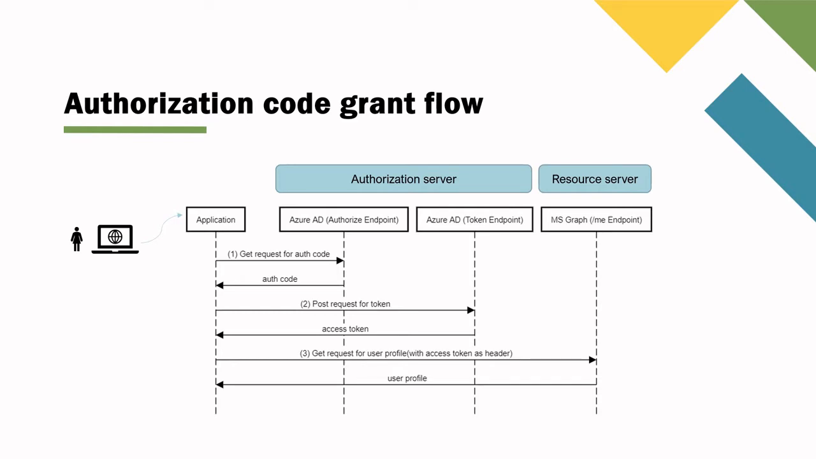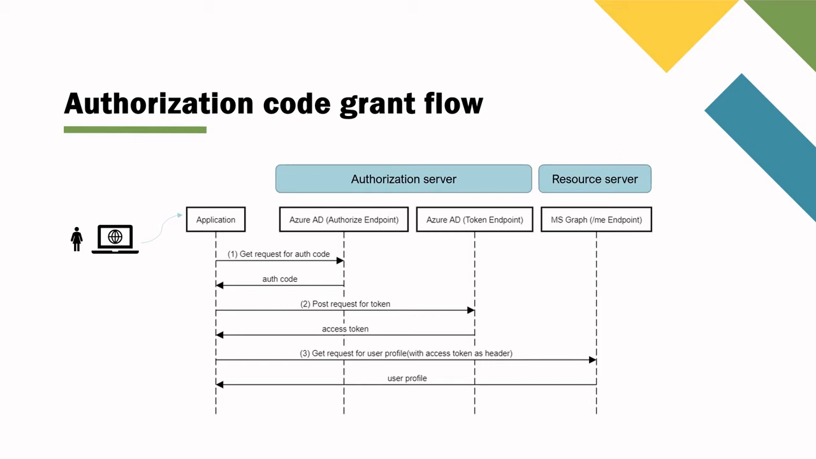And then the third segment is the resource server itself. The resource server holds a resource the user, or the application, is trying to access. For this example, we will be using the me endpoint from Microsoft Graph as the resource server. So basically what is happening here is that the application wants to access the basic profile of the user via the me endpoint, and the application needs to get authorized to do that.